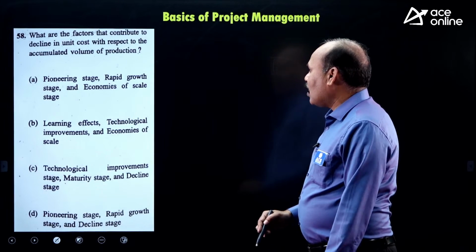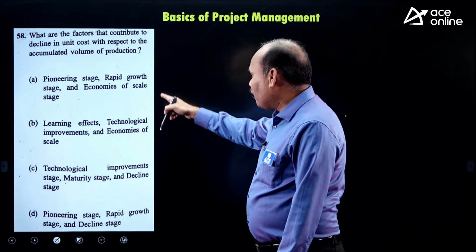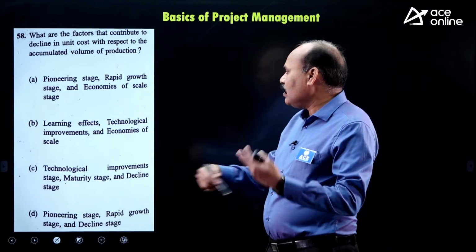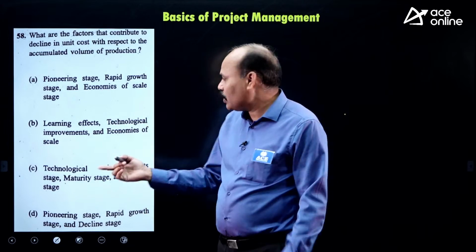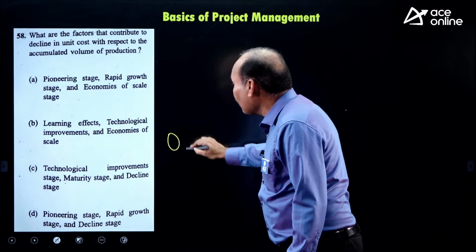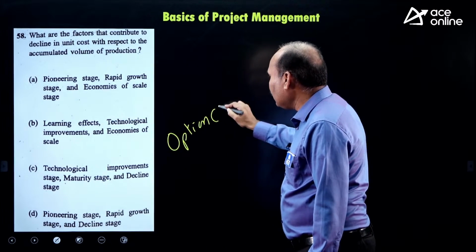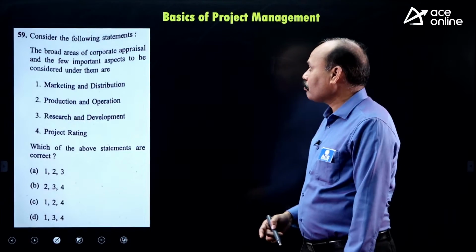What are the factors that contribute to decline in unit cost when the unit cost is getting decreased? When you do anything in a repeated manner, you get learning, and technological improvements generally take place in mass production, along with economies of scale. Answer is option B for this question: learning effects, technological improvements, and economies of scale.